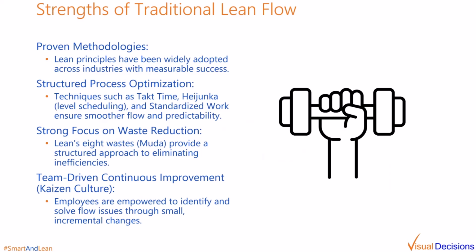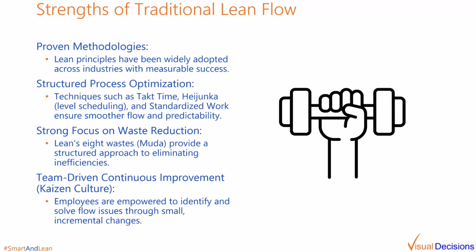Traditional lean manufacturing provides structured methodologies that have successfully improved efficiency across various industries. Value stream mapping, Kanban, just in time, 5S, standardized work, and much, much more are well established lean principles that help reduce waste and streamline production.